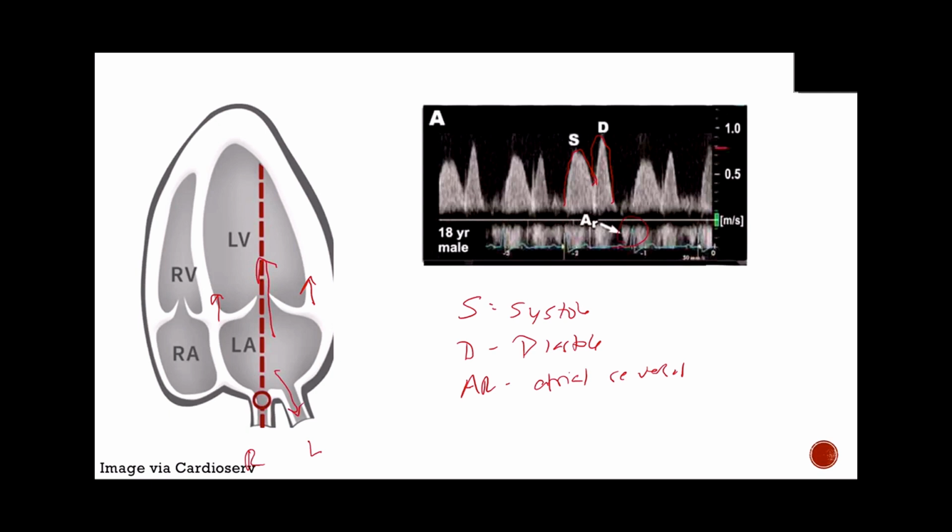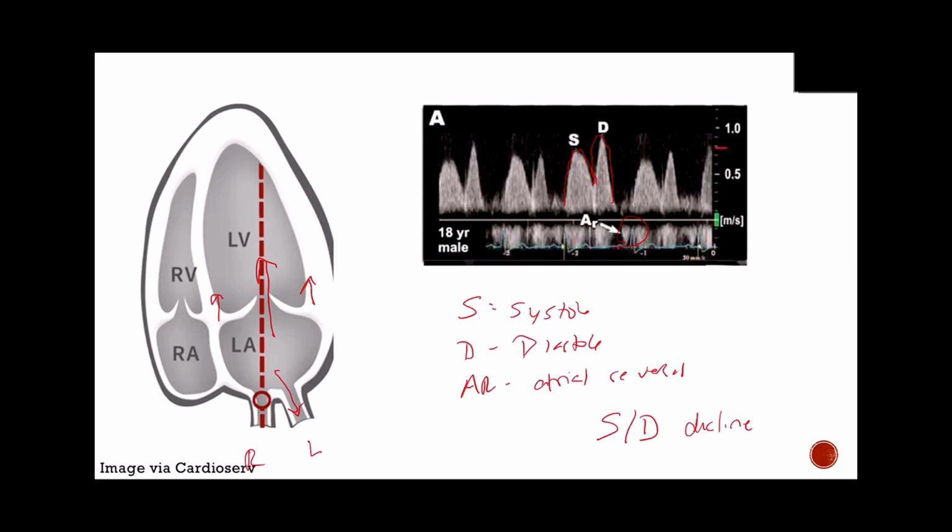In young, healthy patients, you have a very high D wave, okay? And as you get older in age, your systolic to diastolic ratio is actually going to decline. Okay, so those are just key points to keep in mind. But I want you to know what the flow pattern looks like and why it looks like that.